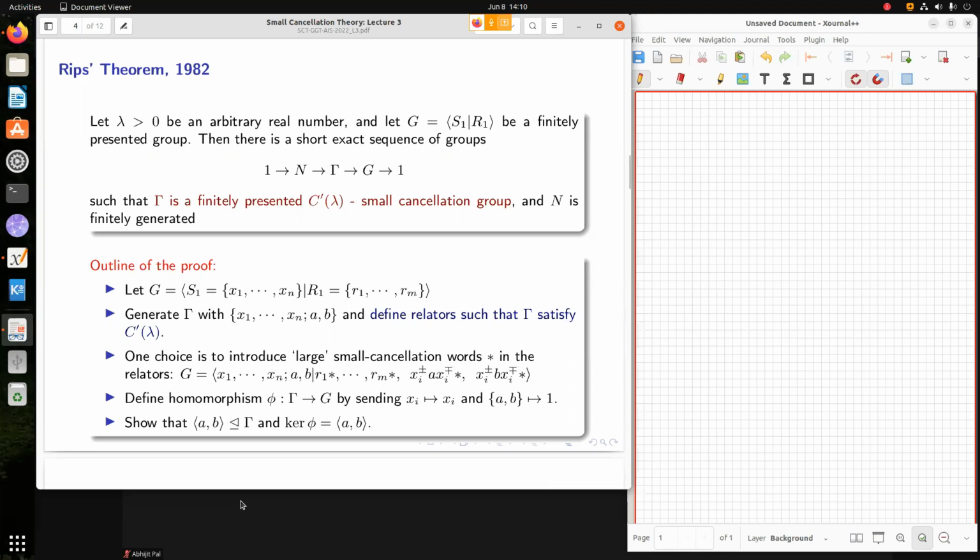So this was a remarkable statement because G can be any finitely presented group. We have not mentioned any restriction on G apart from just being finitely presented. And what we are saying here is that we can construct a group gamma which gives G as a quotient group. That means, are we not saying that all finitely presented groups can be seen as a quotient of a C prime lambda group? And moreover, lambda is also arbitrary.